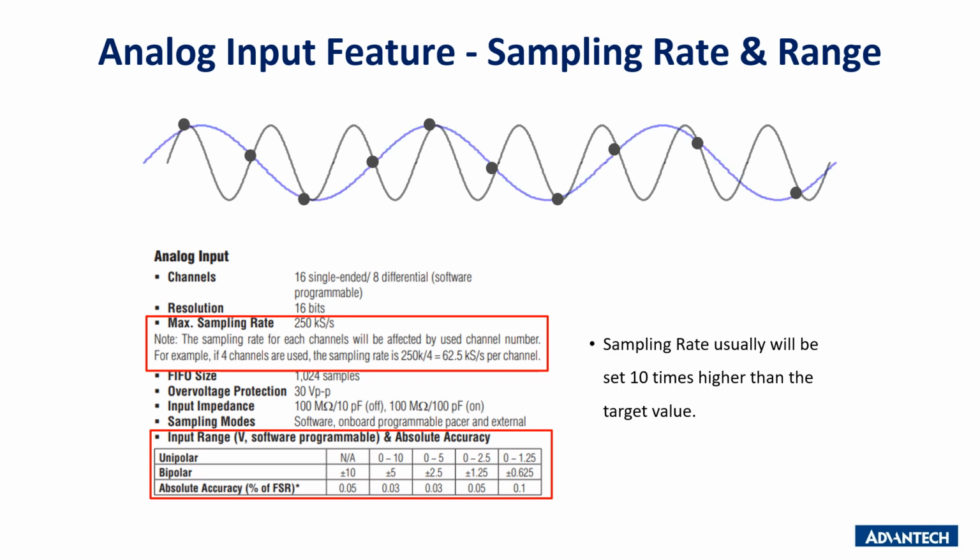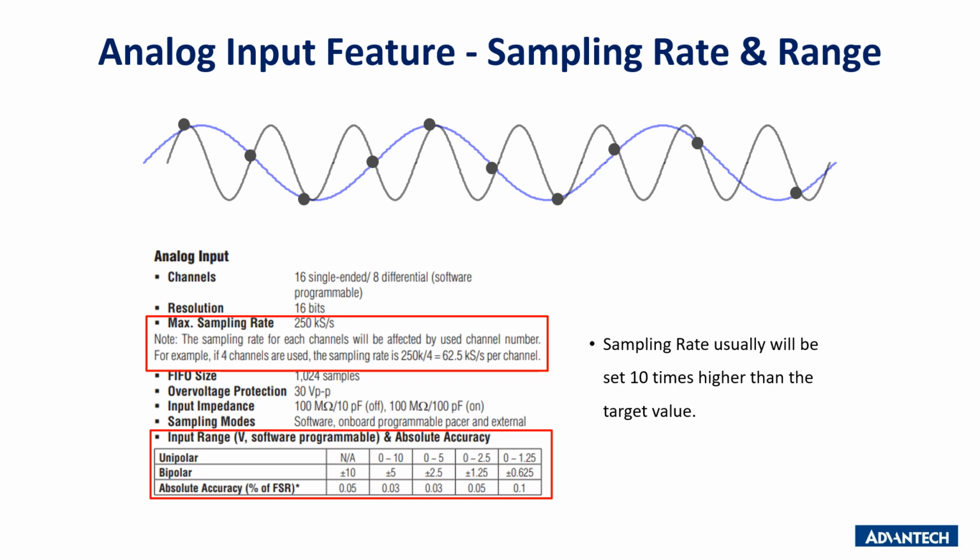The last features are sampling rate and range. Sampling rate is one of the most important features for analog input. We can refer to the black line and blue line. For example, the black line is a 100 Hz signal which we want to measure. If we only use a 10 Hz sampling rate to measure, what will happen next? We will get the wrong blue line signal.